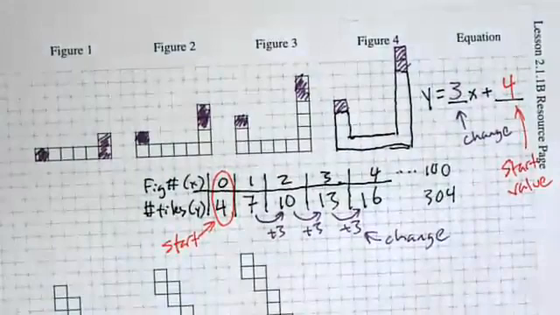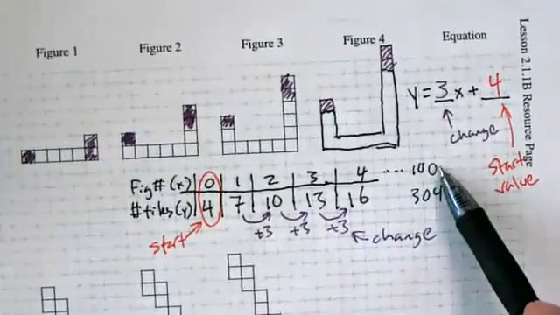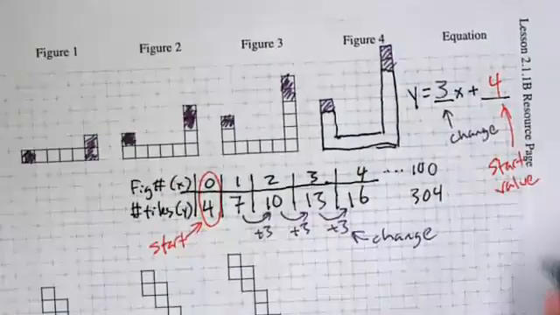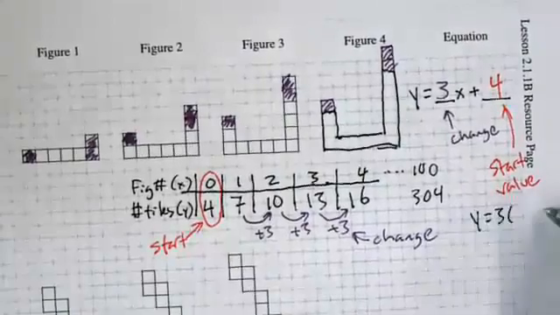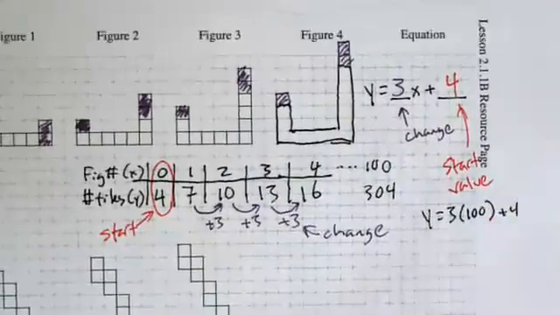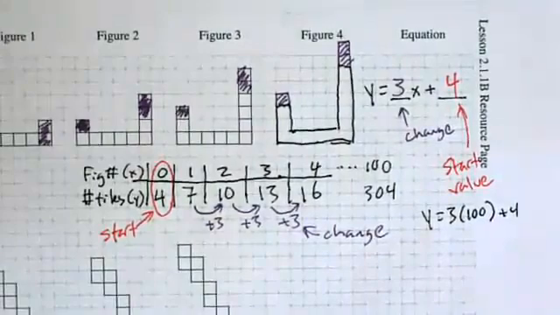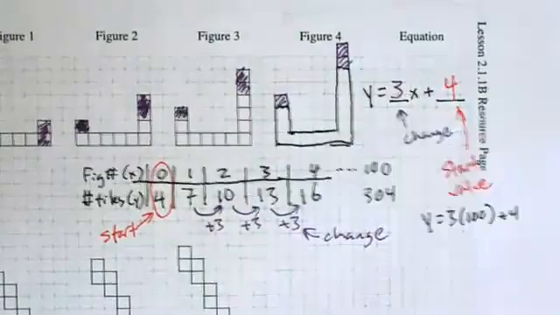What can we do with that equation? What's the point of having an equation? Yeah, we can recalculate how many tiles there are going to be for any figure that we want. Now, you guys predicted that for figure 100, we have 304 tiles. I'm going to use the equation and check that. y equals 3 times x plus 4, but we're doing the 100th figure. Does that come up with the same answer that you guys just gave me? 3 times 100 plus 4, that is 304, isn't it? Yep. All right.